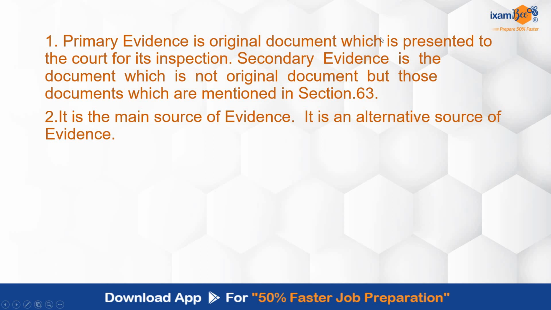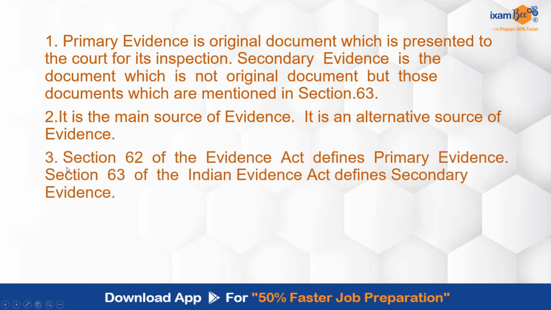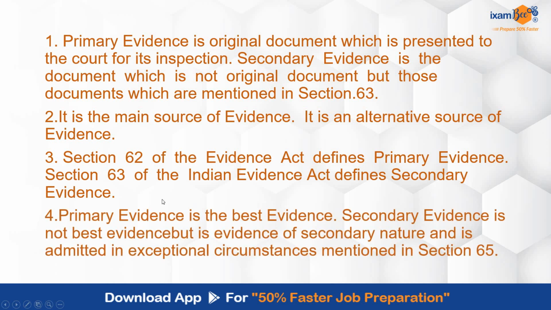The first point of distinguishing feature between primary evidence and secondary evidence: primary evidence is the original document presented to court for inspection. Secondary evidence is the document which is not original but those documents which are mentioned in section 63. Primary evidence is the main source of evidence. Secondary evidence is an alternative source of evidence. Section 62 of the Evidence Act defines primary evidence and section 63 of the Indian Evidence Act defines secondary evidence. Primary evidence is the best evidence and secondary evidence is not, because it is secondary in nature.